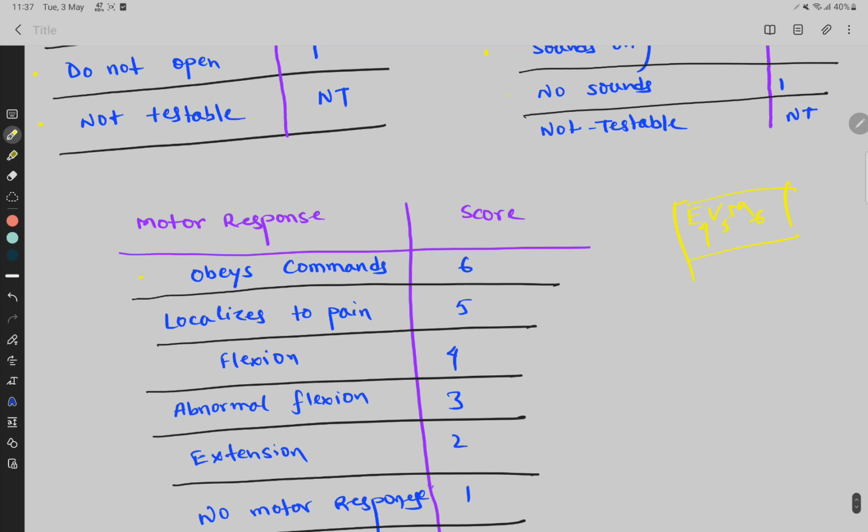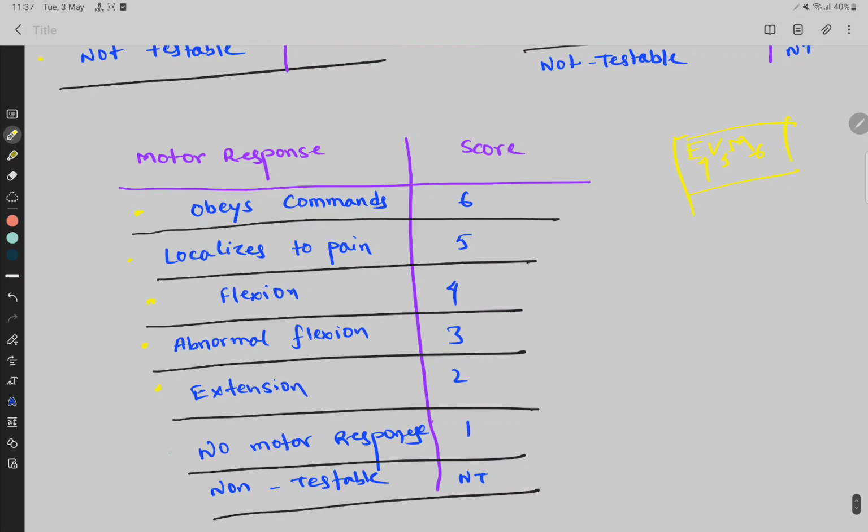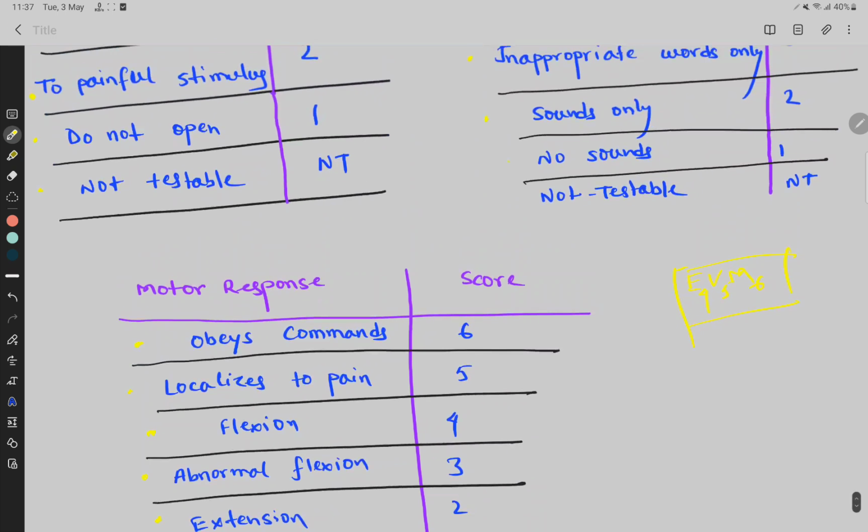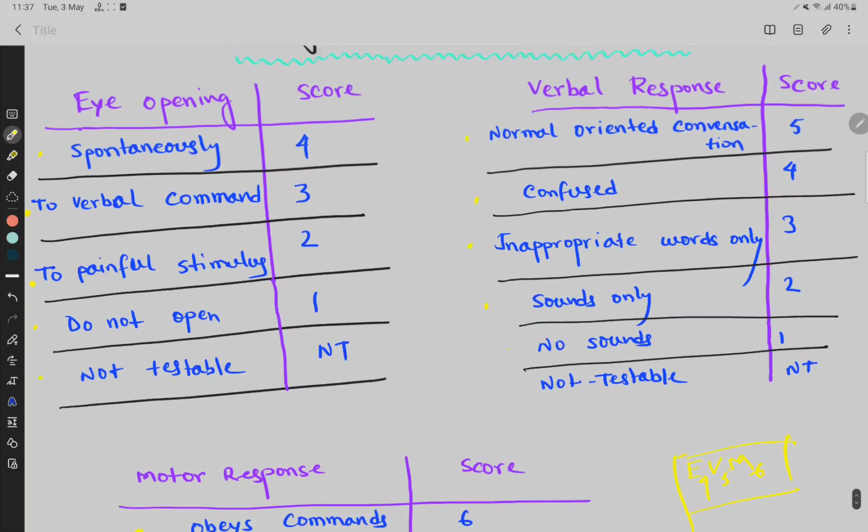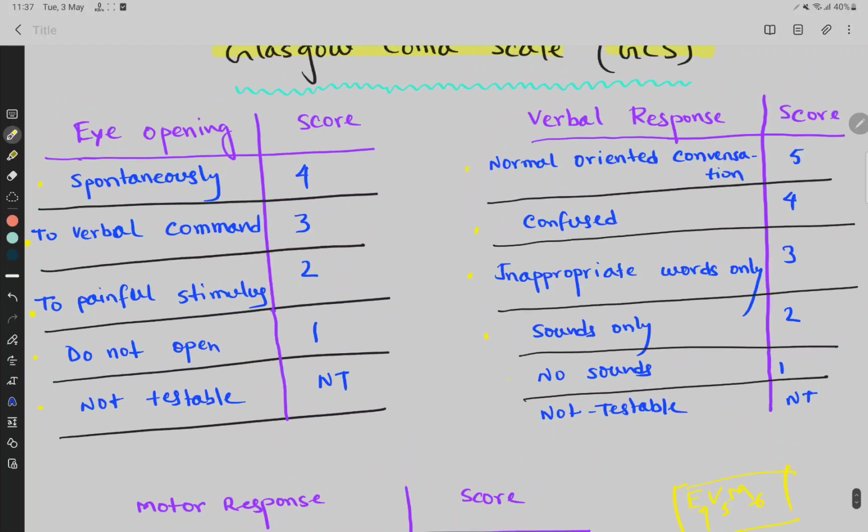Then motor response. If the patient obeys commands, that is 6, then localizes to pain 5, flexion 4, abnormal flexion 3, extension 2, and no motor response 1, and not testable, then that is called empty, not testable.